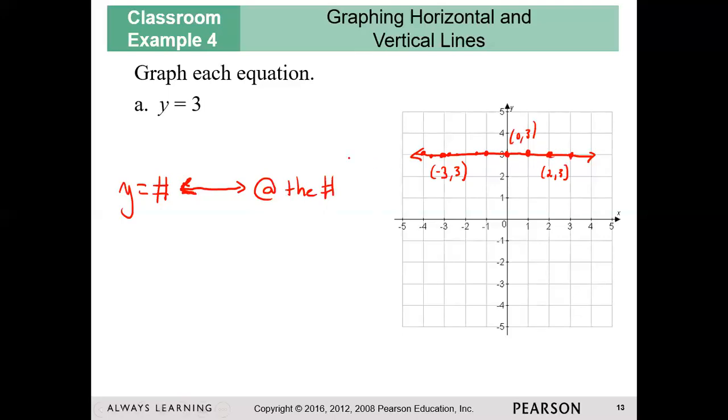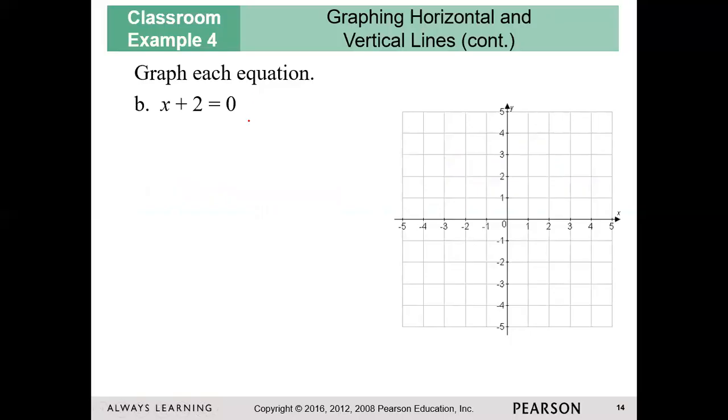Okay? So that means that when you have the other situation where the y is missing, okay, so y is missing in this case, and you have some situation where it's x is equal to, again, some number, this one is going to be a vertical line at the number, okay?